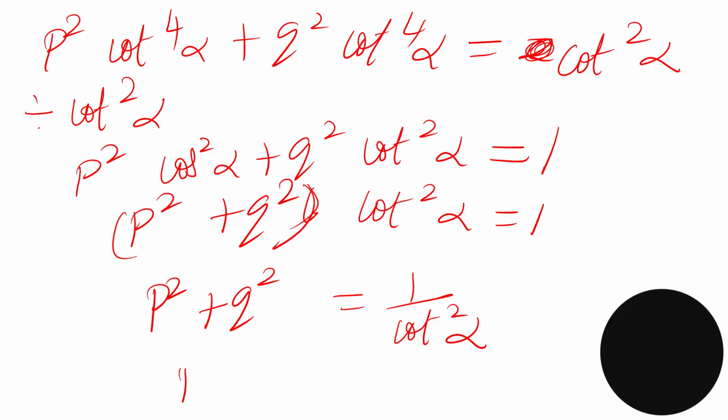1 by cot square is 1 by cot square equal to tan square alpha, since 1 by cot is tan. So this is the required PDE.